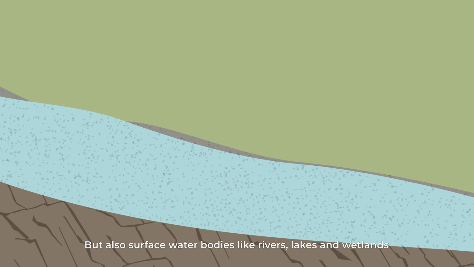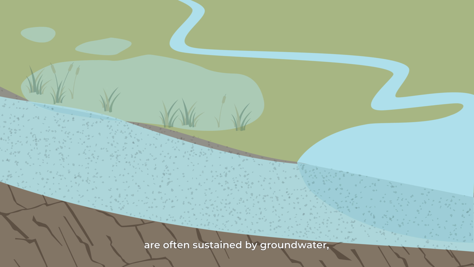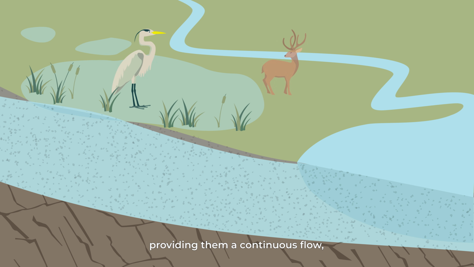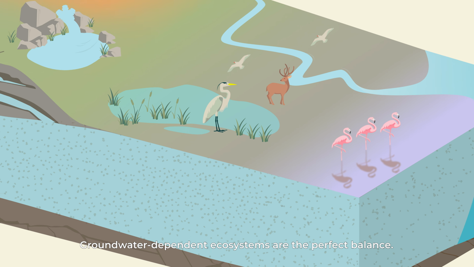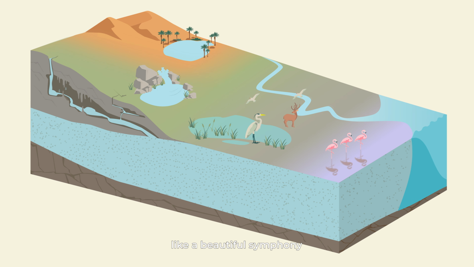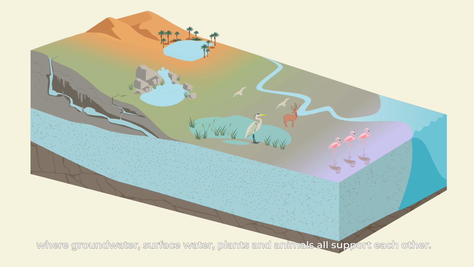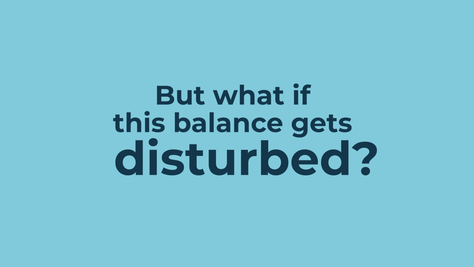But also surface water bodies like rivers, lakes, and wetlands are often sustained by groundwater, providing them a continuous flow, particularly during dry periods or droughts. Groundwater-dependent ecosystems are the perfect balance, like a beautiful symphony, where groundwater, surface water, plants and animals all support each other. But what if this balance gets disturbed?